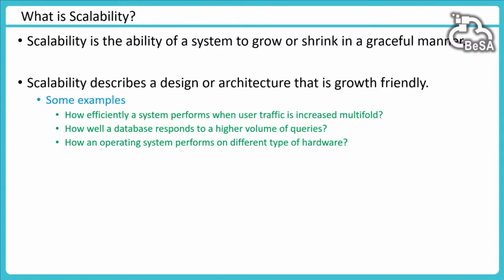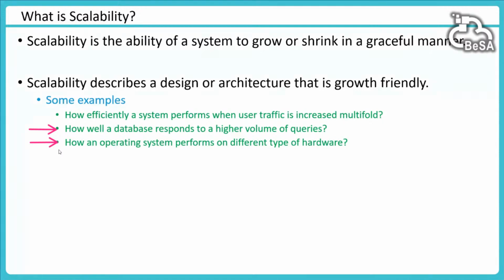How efficiently does a system perform when user traffic is increased multifold? Lots of people are sending requests. Can I handle that? Too much traffic coming in. How well would my database respond to a higher volume of queries, if the number of queries has increased? Can I handle it? How does my operating system perform on different types of hardware? If it is given 2 CPU, if it is given 100 CPU, can it scale?